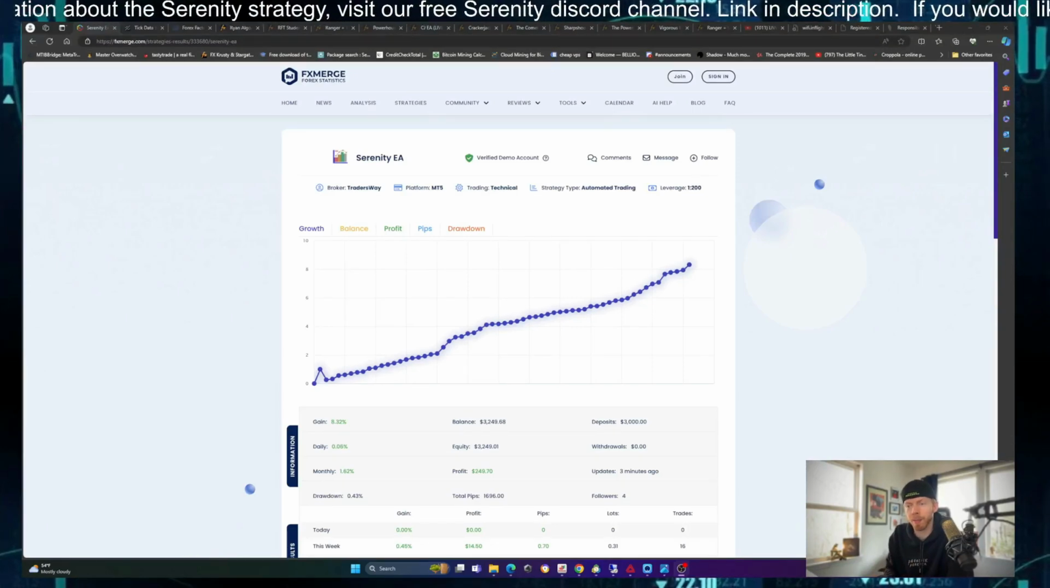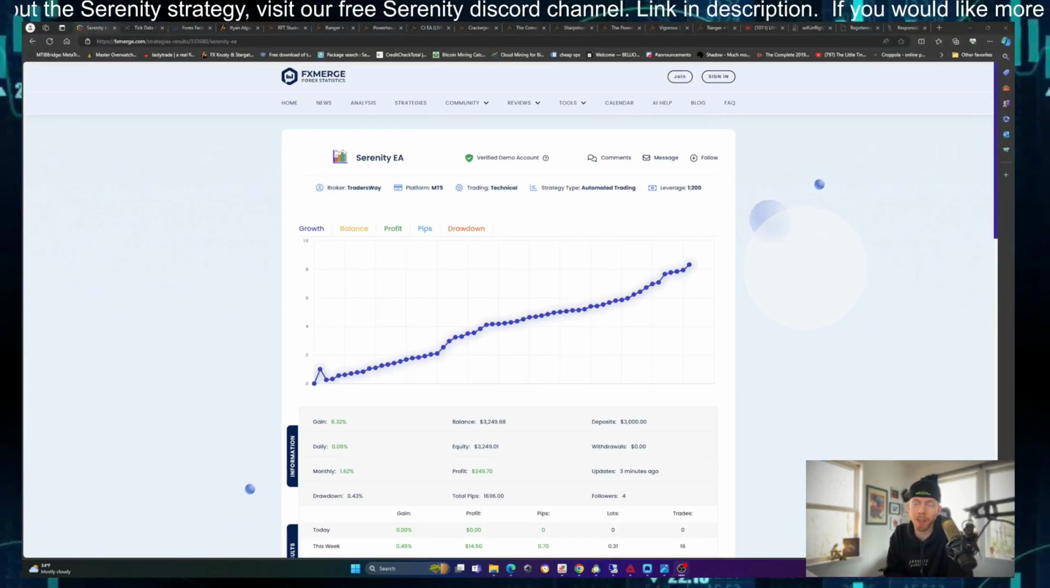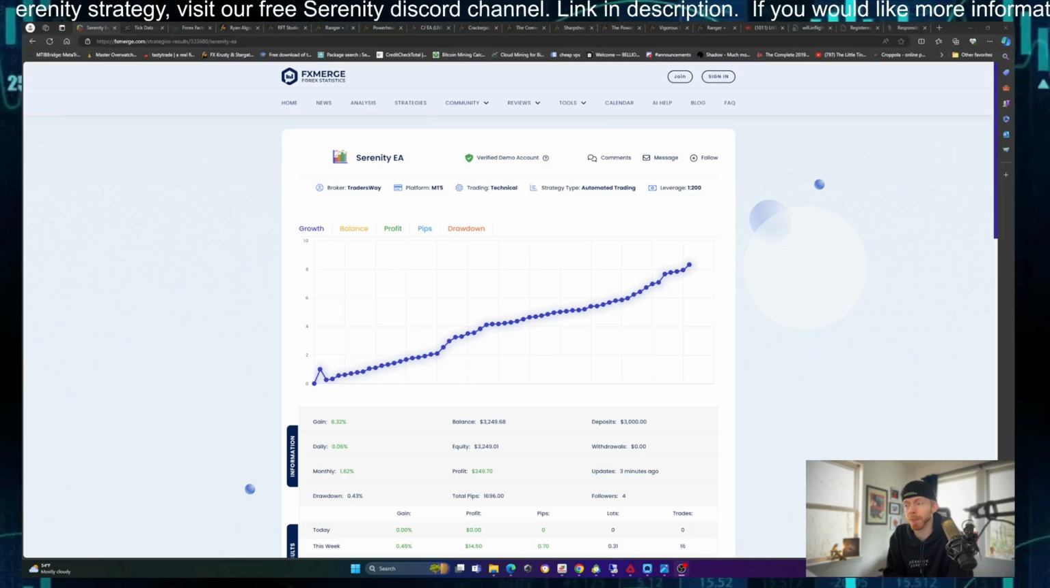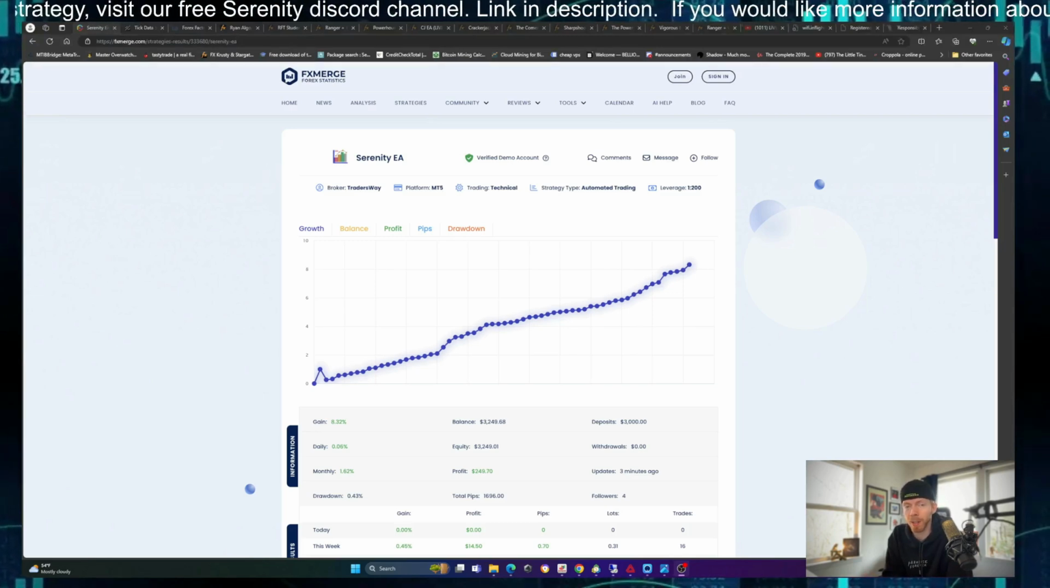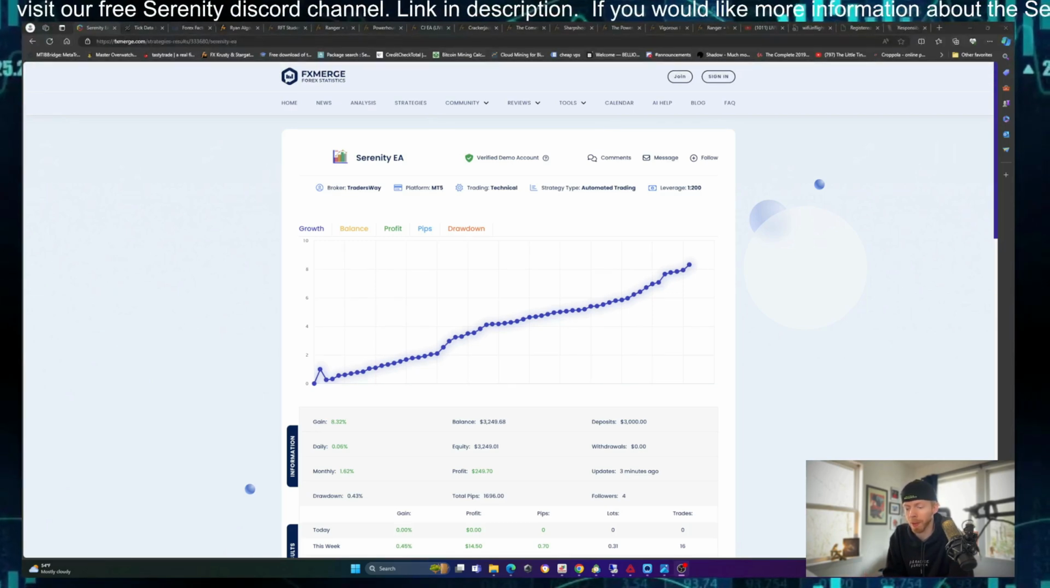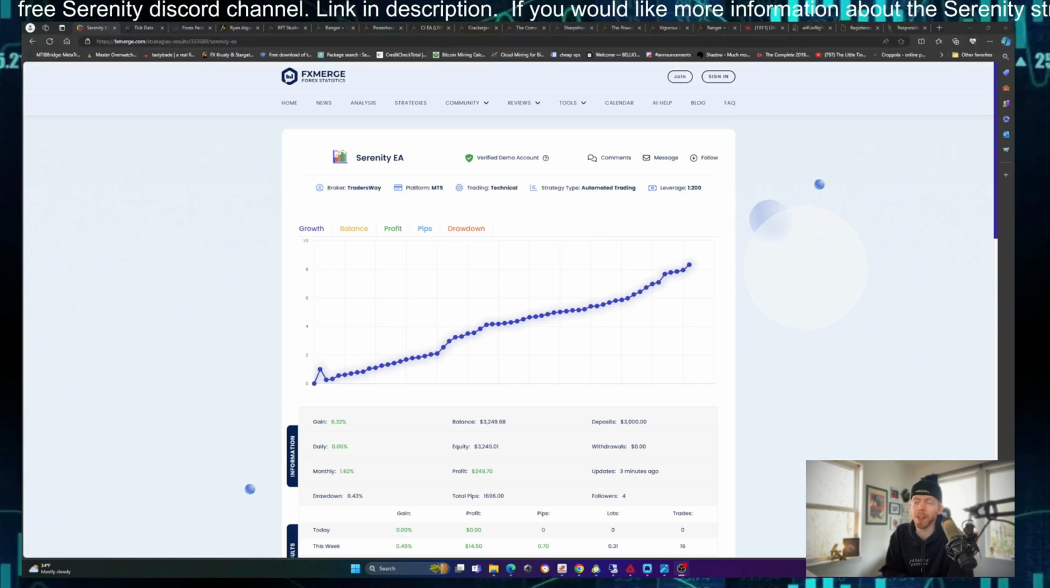So I build trading algorithms. As you can see here, this is my Serenity EA. I'm launching this pretty soon. I've been building algorithms for almost 10 years now. They've been my backbone to my trading because I suck at manual trading.